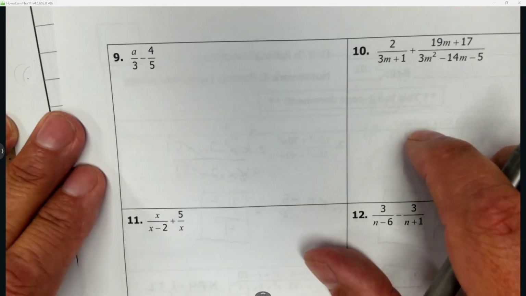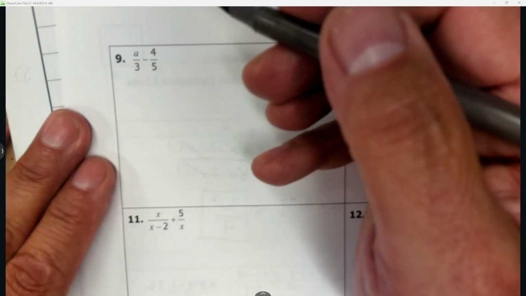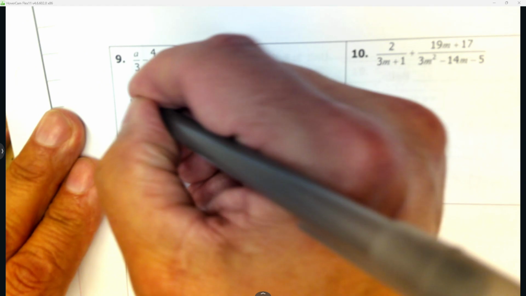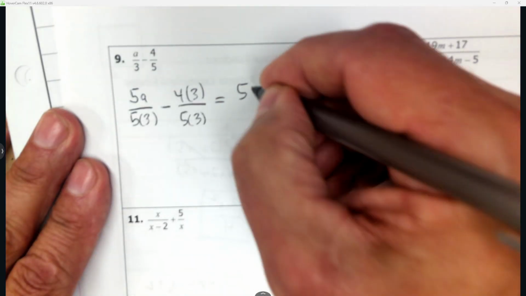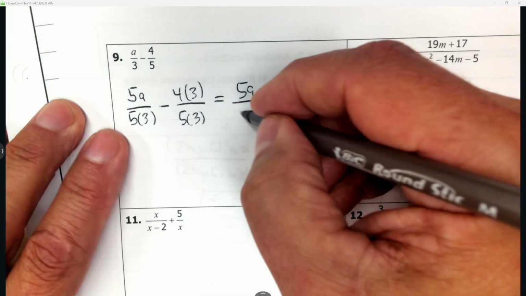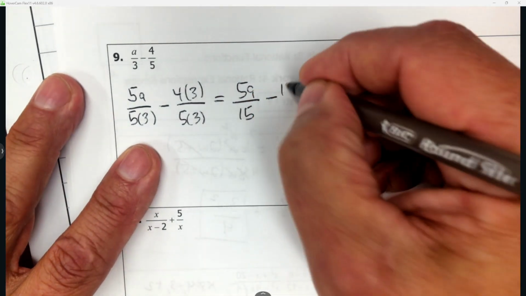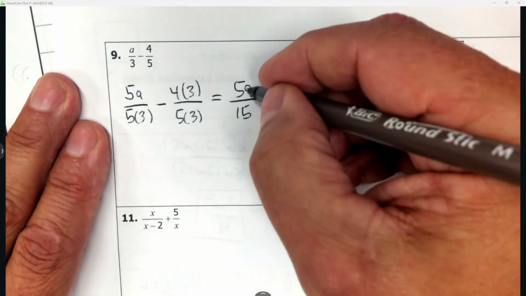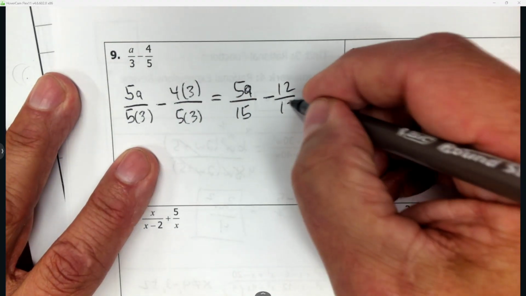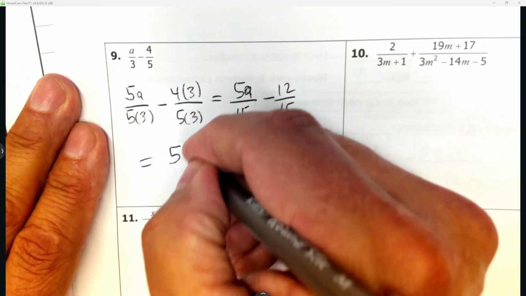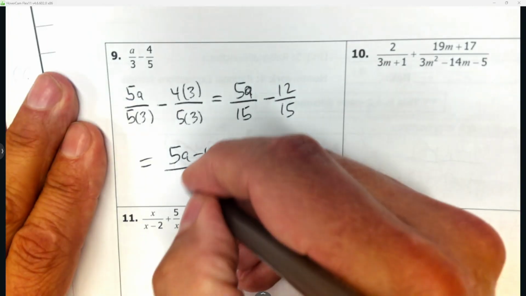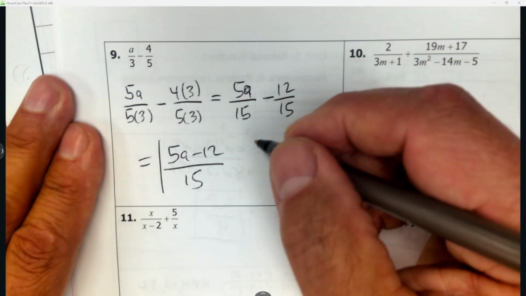All right, to add or subtract fractions, the denominators need to be the same. So for the first fraction, I'm going to multiply top and bottom times 5. For the second one, I'm going to multiply top and bottom times 3. So that gives me 5a over 15 minus 12, that's an a, over 15. And then 5a minus 12 over 15 can't be simplified.